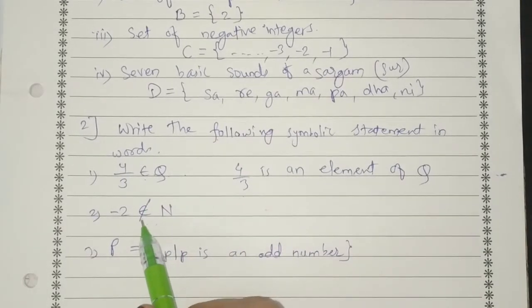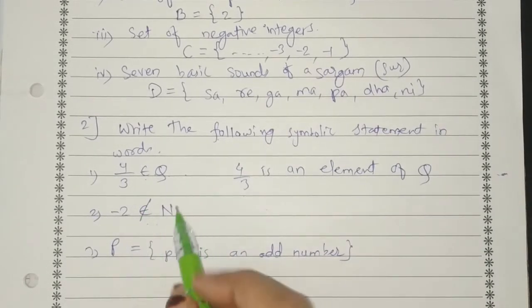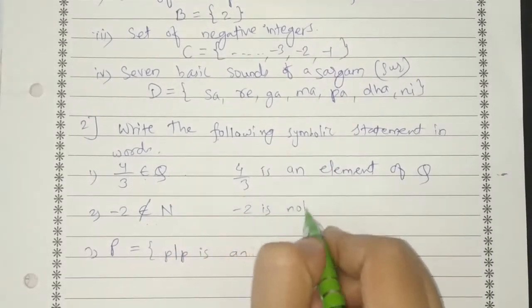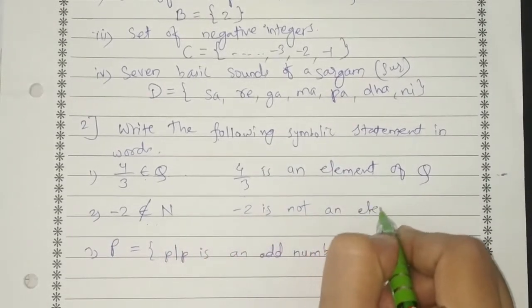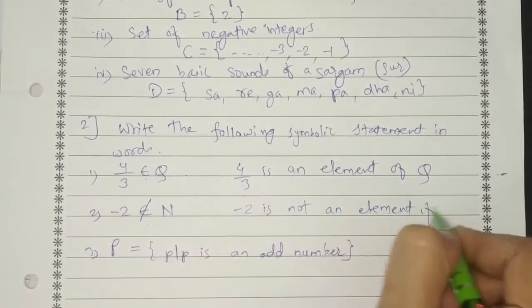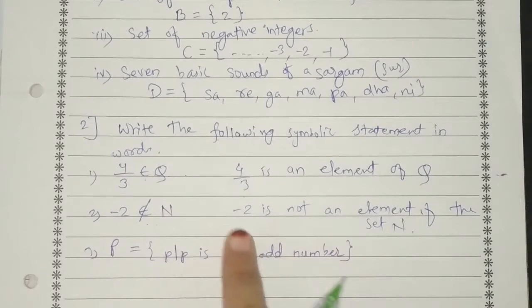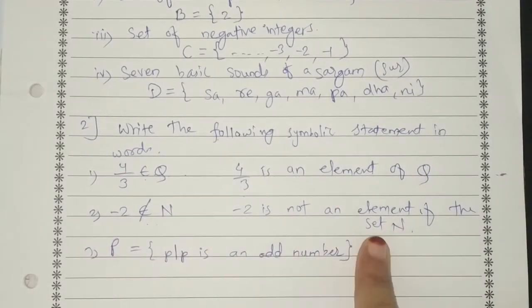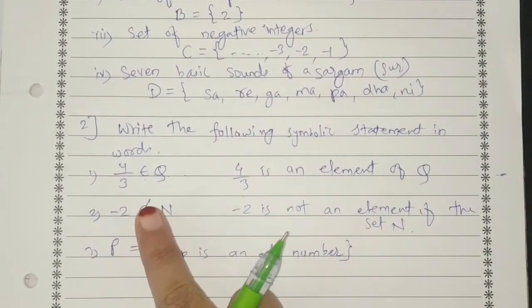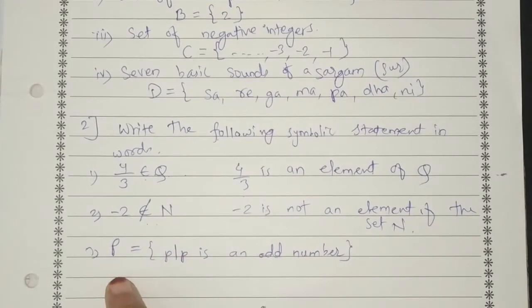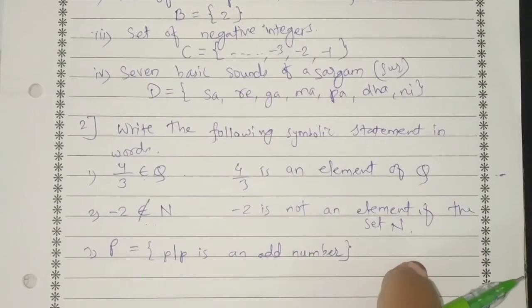And here this is the symbol of not belongs, or not an element. So we will write down here -2 is not an element of the given set N. So -2 is not an element of the set N because this symbol is of not belongs and that one is of belongs. And here P is such a set where this element small p is an odd number.